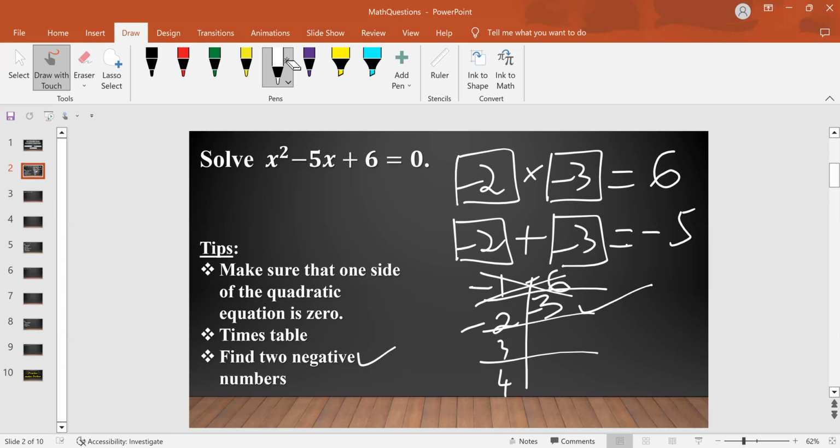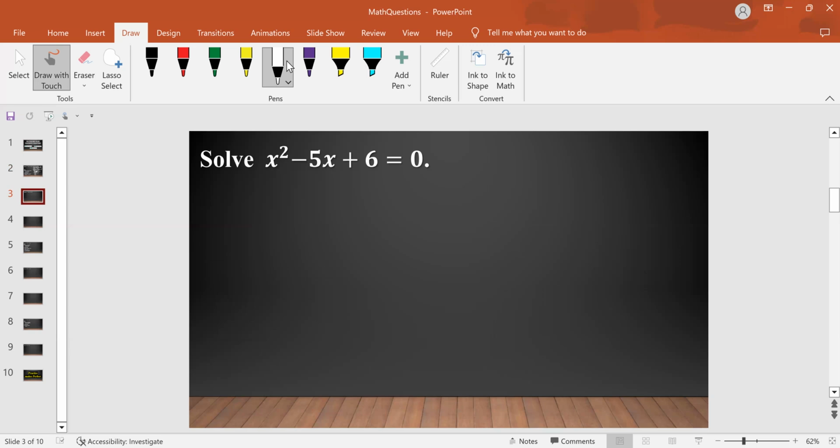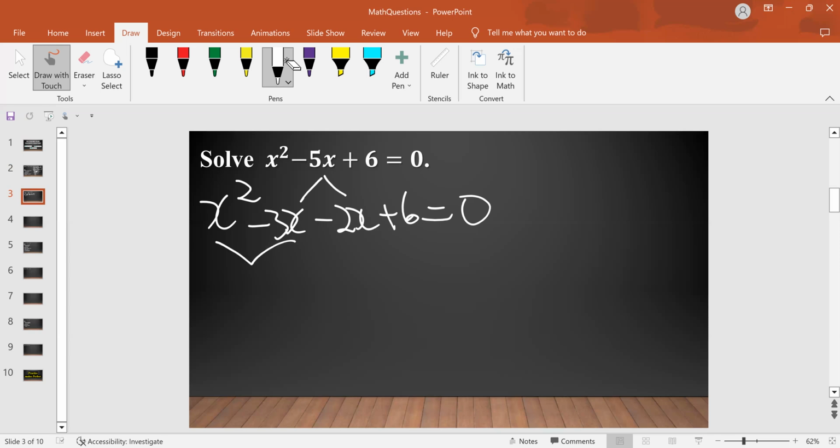After you find the two numbers, now you're going to factor x squared minus 5x plus 6. So let's do that. We're going to keep x squared. Now the negative 5x, we're going to use the two numbers with x. So we're going to have negative 3x minus 2x plus 6 is equal to 0. You will see that the negative 5x, I broke it down using the two numbers with x. If you check, negative 3x minus 2x is negative 5x. Okay, so we'll combine the expression here 2 by 2. So we have x squared minus 3x, and we have negative 2x plus 6 is equal to 0.